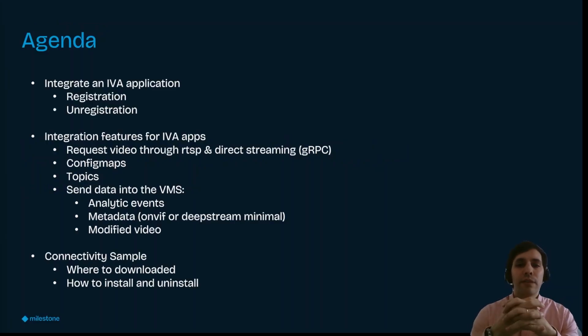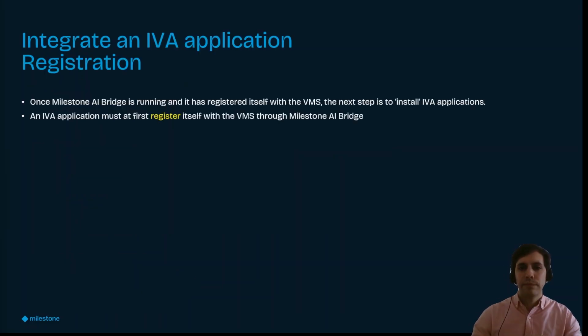We're going to start this tutorial explaining the registration and unregistration of IVA applications. After that, we're going to explore the integration features that Milestone AI Bridge offers to IVA applications. And last but not least, we are going to explore a simple IVA application we called connectivity sample. All right, let's now check how the registration works.